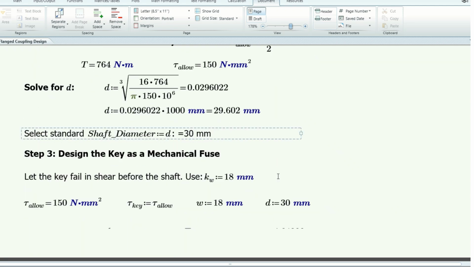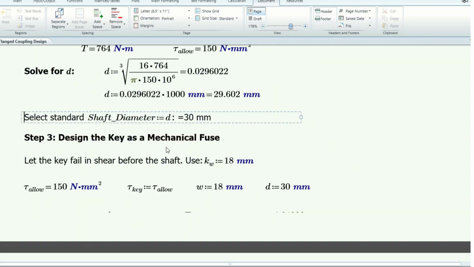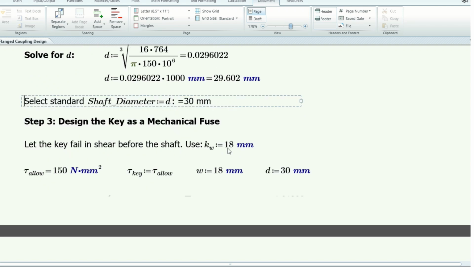Now let's design the key as a mechanical fuse. Let's take 18 mm as key width. Key we know already. Key will be looking like this. And the tau allowed is the allowable shear stress for the key. After that, the key will fail, it will break. So 150 Newton per mm squared is the maximum allowed.